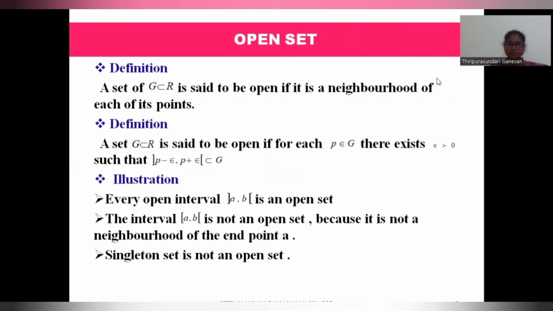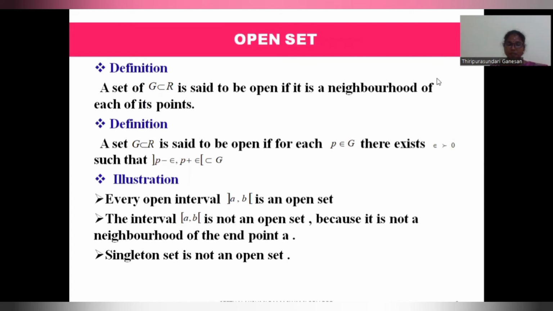Then comes the definition of open set. A set G subset of R is said to be an open set if it is a neighborhood of each of its points. Otherwise, a set G subset of R is said to be open if for each point p belonging to G, there exists an epsilon greater than 0 such that the open interval (p minus epsilon, p plus epsilon) is completely contained in G.